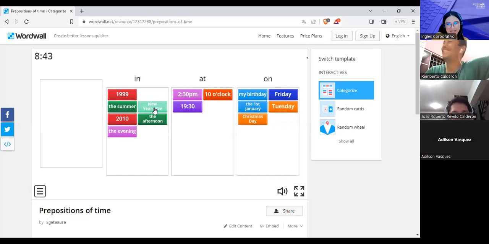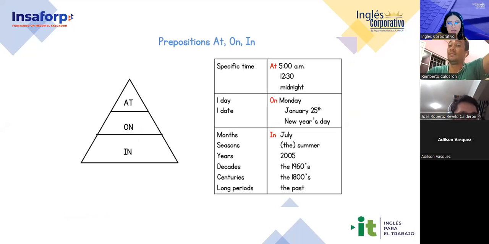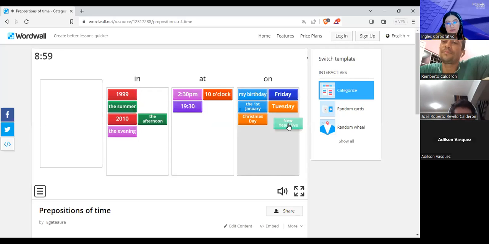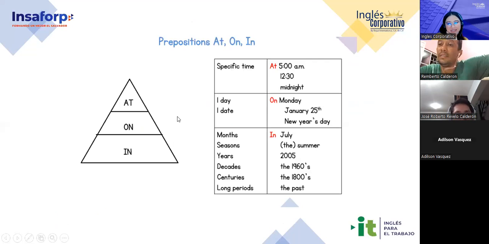¿Y qué pasa entonces con esta? ¿Y este? New Year's Eve. Revisen nuevamente. In or on. Hagan el cambio por aquí entonces. On, ¿verdad? ¿Y qué pasa con? ¿Será que quieren hacer otro cambio o lo dejamos así? Comparen con la información que les di ayer. Dice ahí summer. Revisen otra vez. Eso sí creo que está bien. Summer. Eso está bien porque es una temporada.